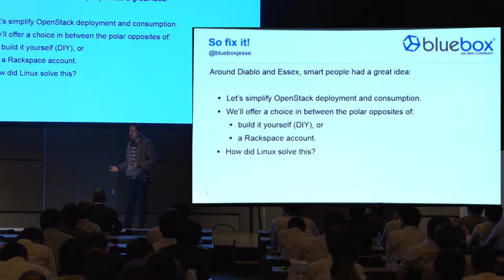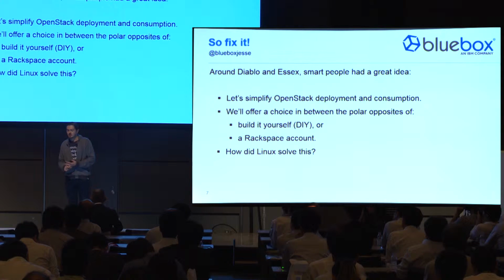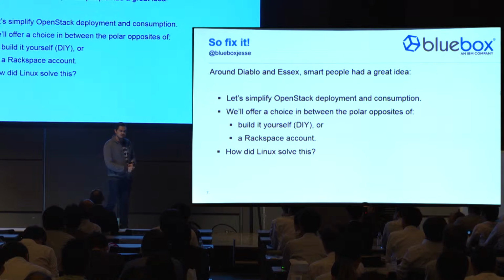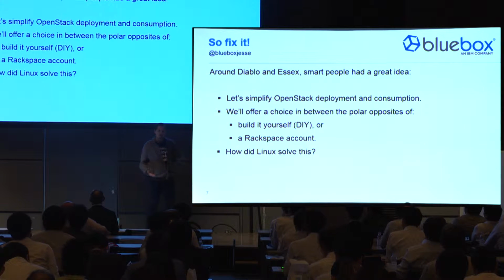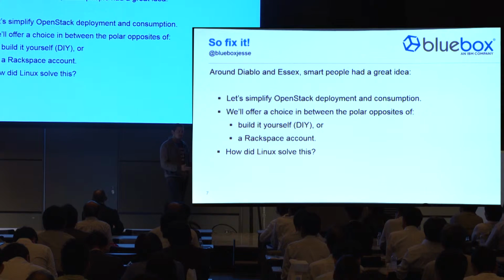And so if we go back a number of years, around the Diablo or Essex release of OpenStack, some of the early contributors had an interesting idea. They thought if we could take OpenStack and simplify its distribution and consumption, we could come up with something that sat in the middle between taking open source code and doing the installation yourself, or going to a provider like Rackspace at the time and using a public cloud as your offering.